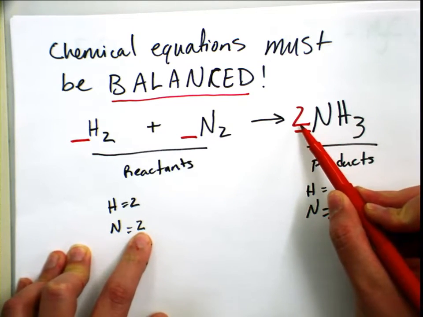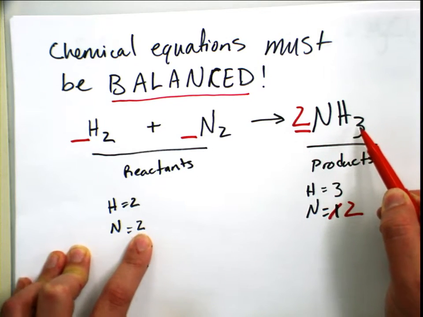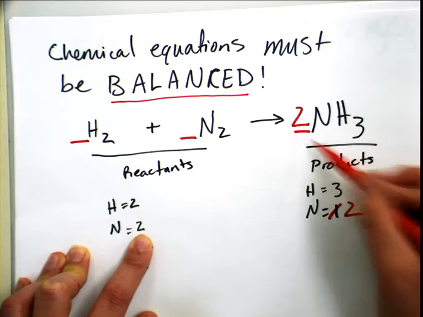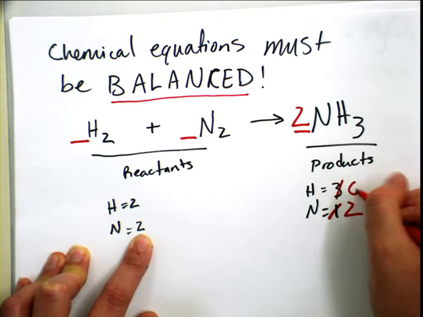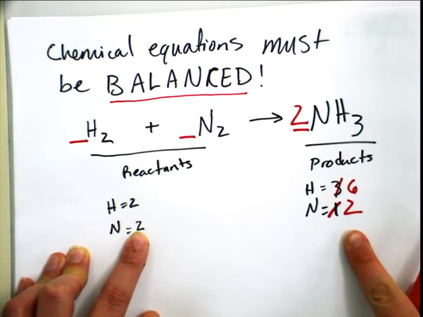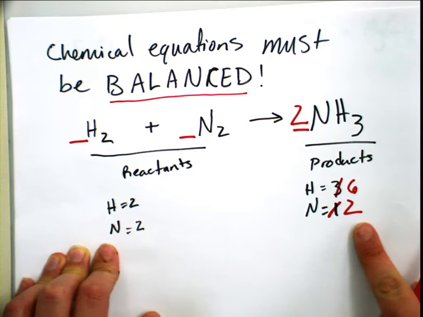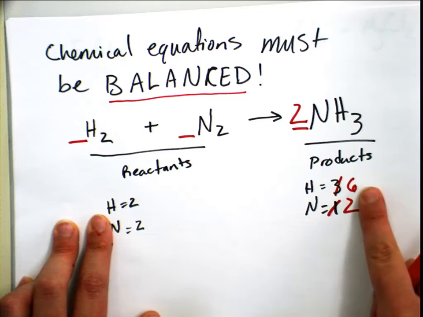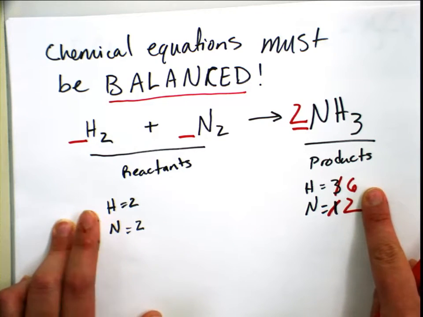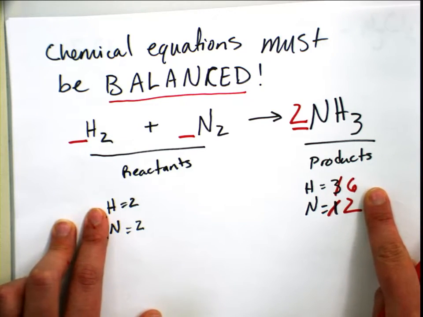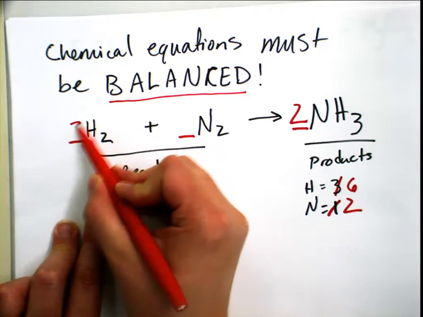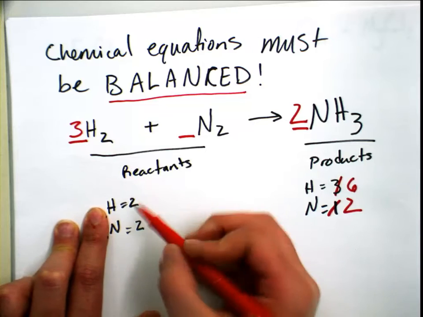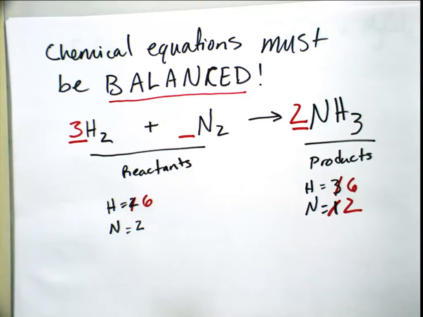We need to multiply the coefficient by the subscript to tell us how many hydrogen atoms we have. So 2 times 3 is 6. Now we have the same number of nitrogen atoms. Hydrogen is different. To get us to 6 hydrogen atoms on the reactant side, we need to add a coefficient of 3 on the reactant side of hydrogen. That way 3 times 2 gives us 6.